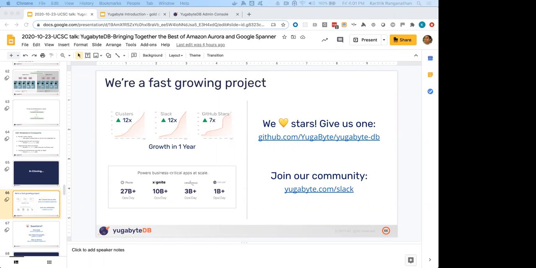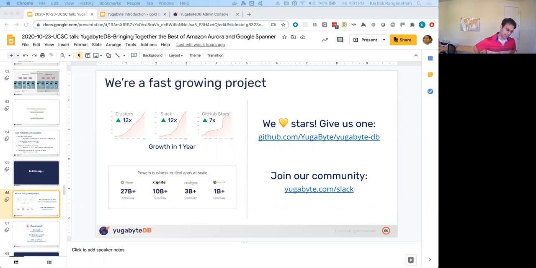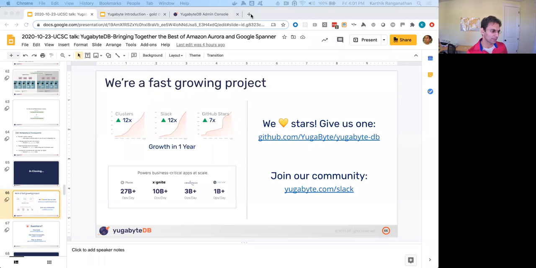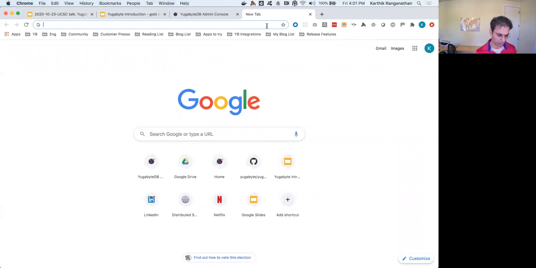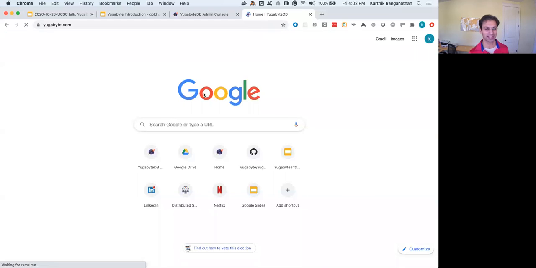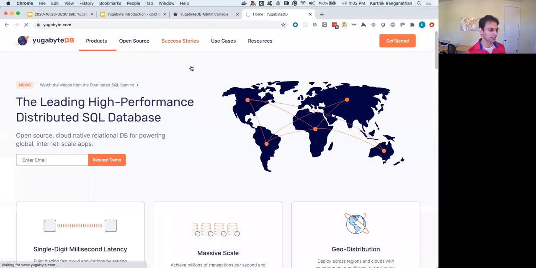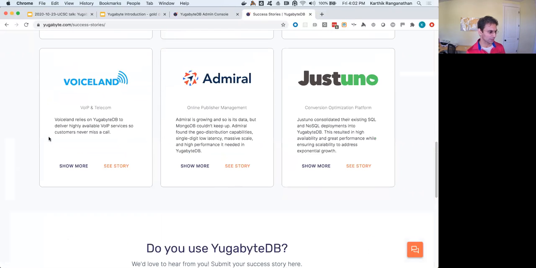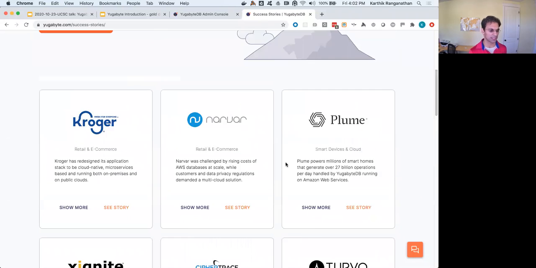So how big are you guys? How many people? Company-wise, we're about 75, 80 people or so. So we're still pretty small. And who are the main customers? Main customers, we have a number of Fortune 100s now, but Fortune 100 companies take a very, very long time to agree to put their name on the website. Some of them never do, but if you go to our website's success stories, you can see Kroger is one such large company that finally agreed to put it. Kroger, Narvar, Plume, these are some of the companies. But there are a number of other bigger companies as well.